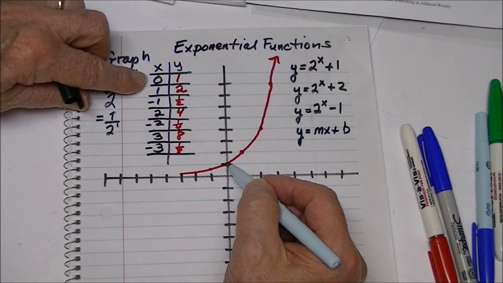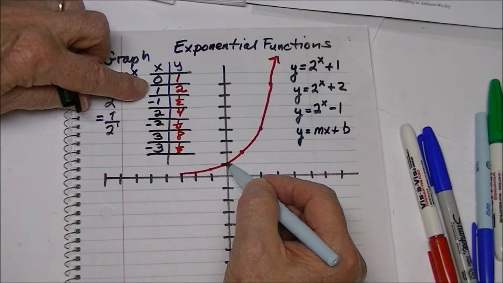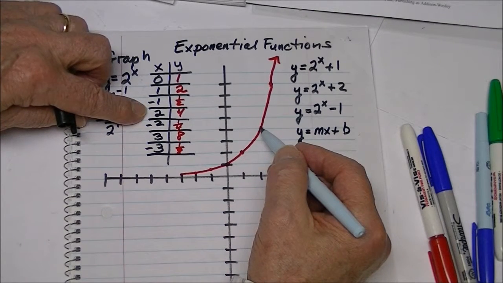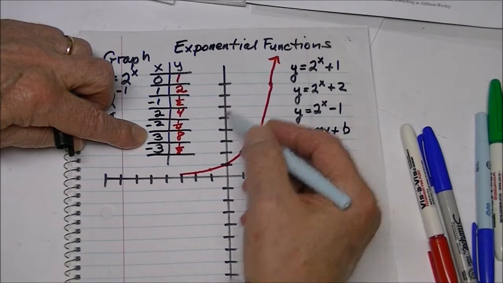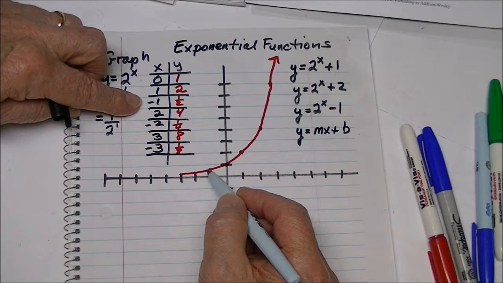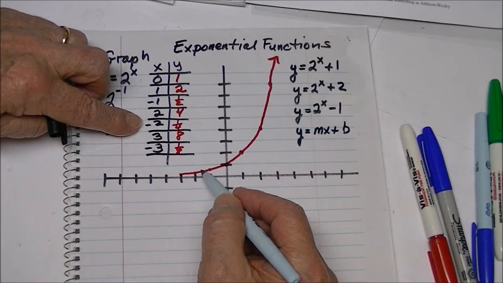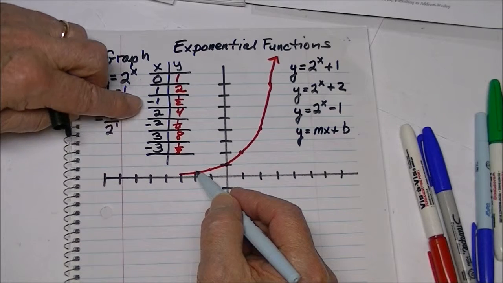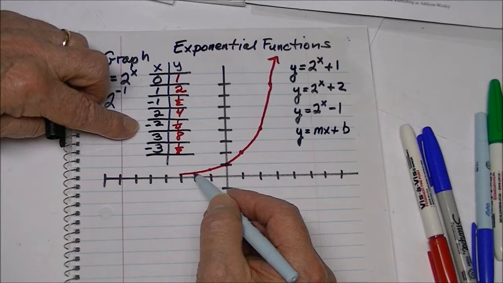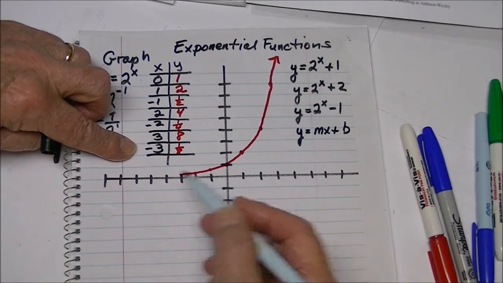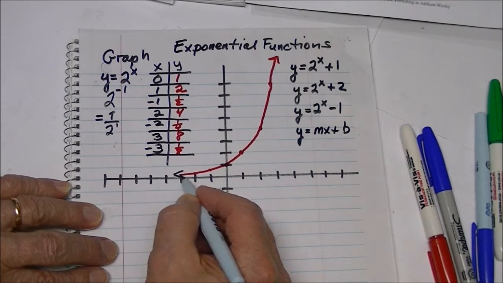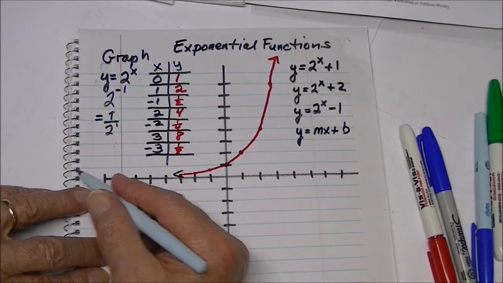If it's 0, it's 1 right there. 1 is 2. 2 is 4. And 3 is 8. So this is the upper part of the curve. And then down here we get 1/4. For -1 it's 1/2. -2 it's 1/4. -3 1/8. Now as this line continues in this direction, it will continue to -infinity over here.